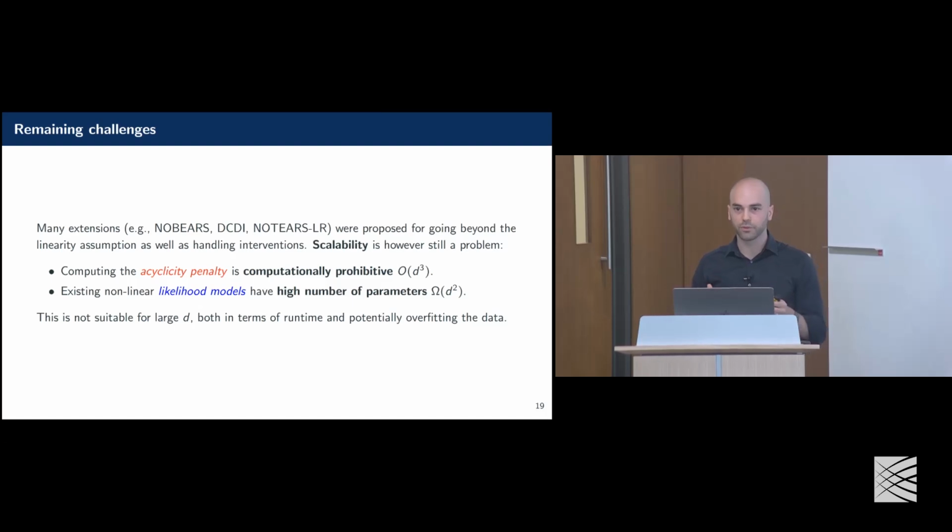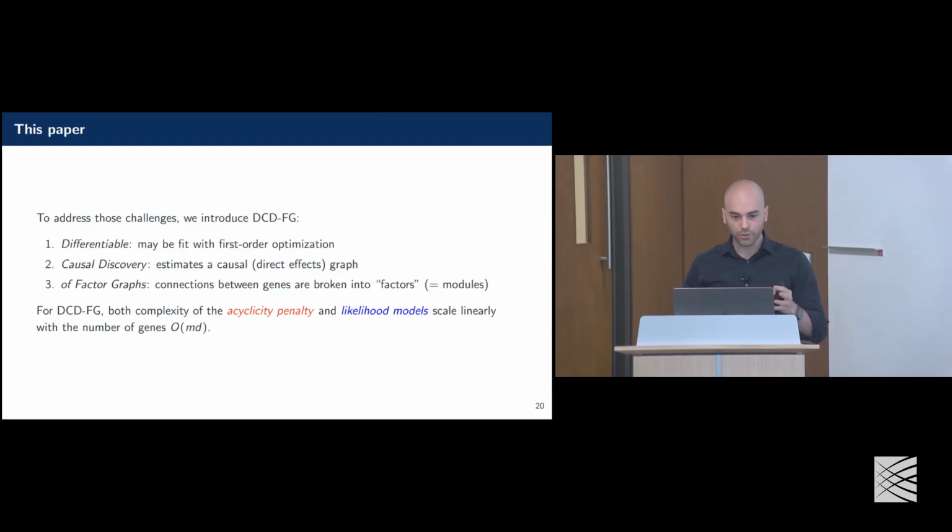So in this context we need to think about what we can do better. To address those challenges, we came up with this method called DCD-FG. It's a lot of consonants. I don't think it's the best naming, and it looks a bit aggressive. But basically, D is for differentiable, CD is causal discovery, and FG is factor graphs. Differentiable because we can solve this problem with first order optimization. Causal discovery, because we fit this causal graph.